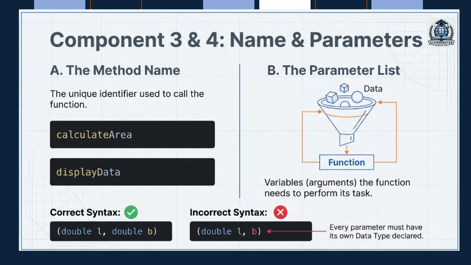The method name is the unique identifier used to call a function, so it should clearly reflect the task it performs. The parameter list supplies the data a function needs, and every parameter must declare its own data type. Name methods with purpose and define parameters properly. Vague names and sloppy typing create hard-to-maintain code.